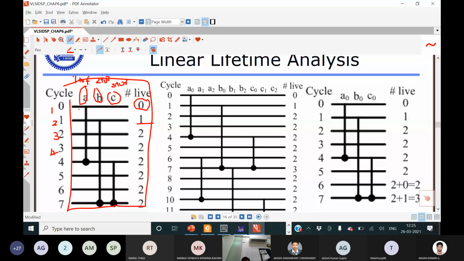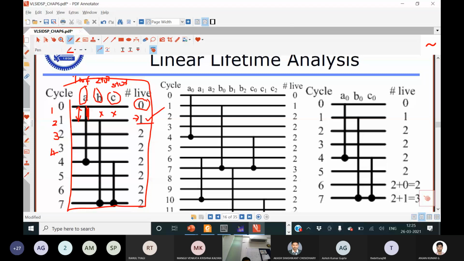The first clock cycle is this period. During this period, you observe that only A is active, so I am writing 1 over here. B and C are absent. So in the first clock cycle, only one variable is active.